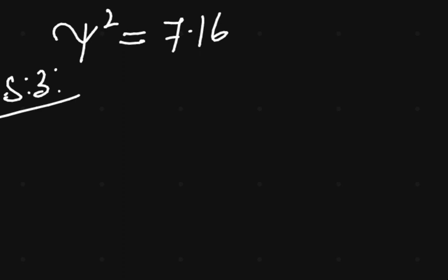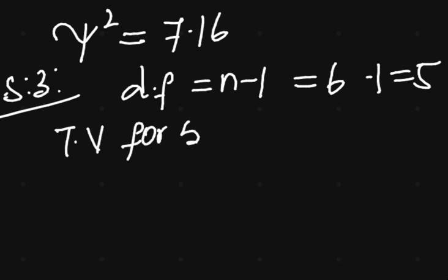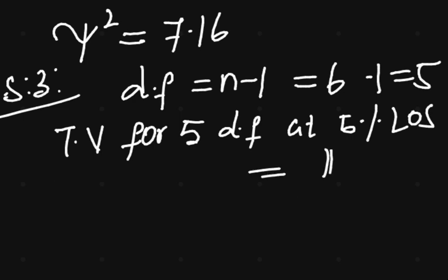In step 3, we have to find the table value. Already I told you the degree of freedom is n minus 1. Here we have 6 values, so 6 minus 1, which is 5. The table value for 5 degrees of freedom at 5% level of significance is 11.070. In the chi-square table, you can see it across 5.